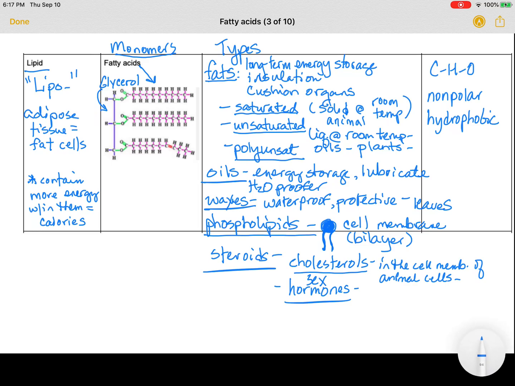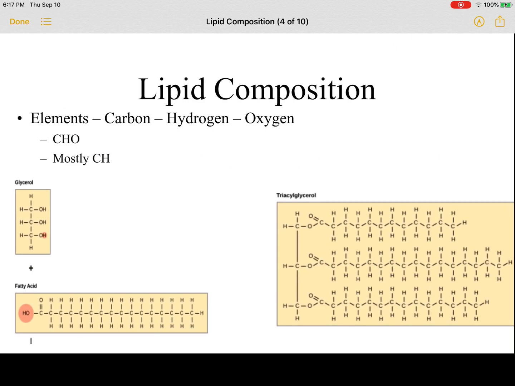like your sex hormones, estrogen, testosterone. And so we know this is a primary male and this is a primary female hormone. Both of those are going to stimulate the development of your secondary sex characteristics, what makes you look more female or more male. And those are made by the ovaries and by the testes. And that is a decent overview, I think, of what lipids are. So let's go to the next slide and look a little bit closer at composition.